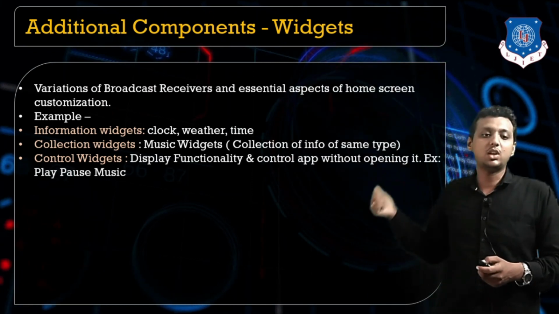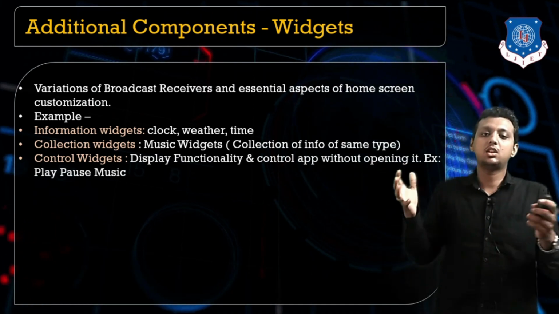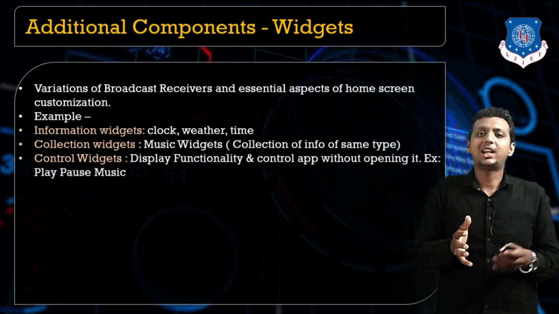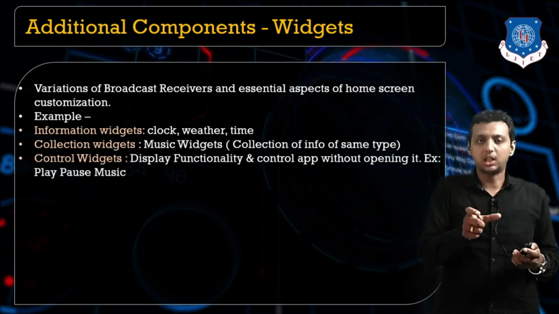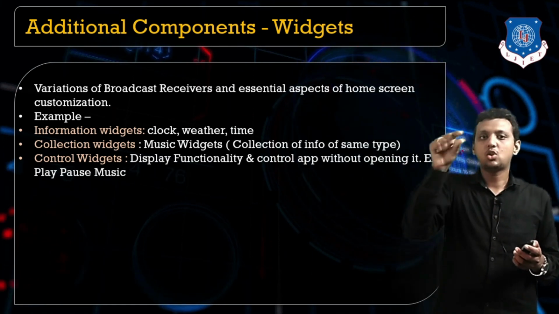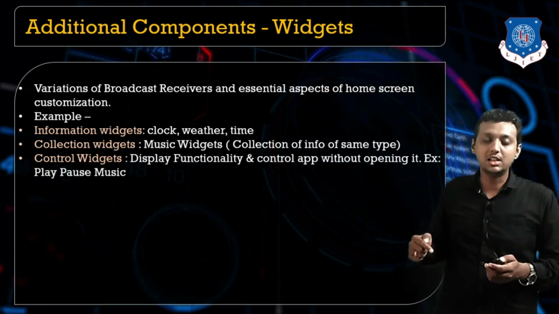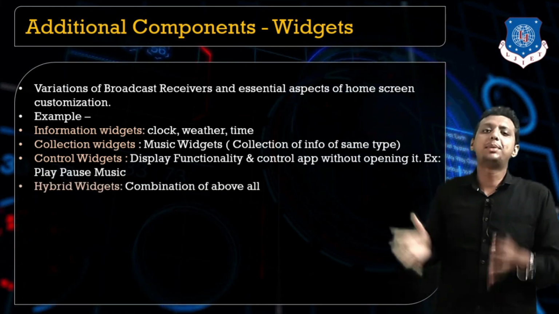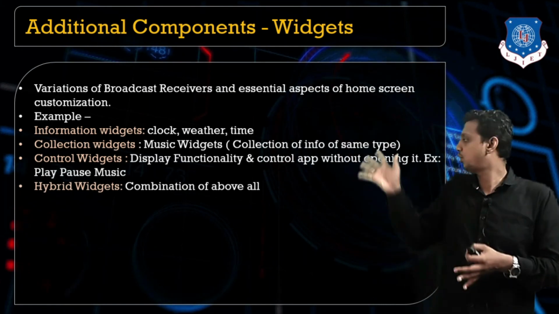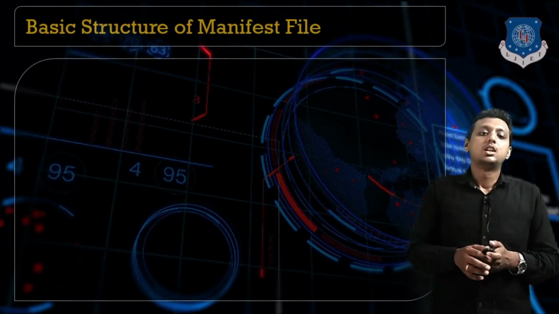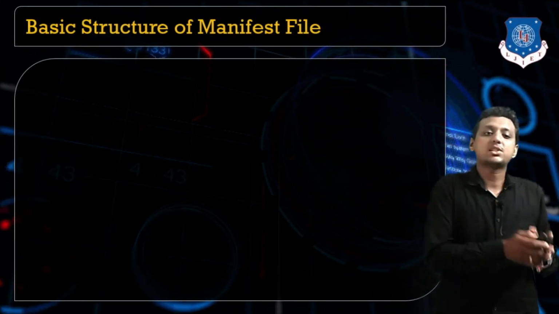The music widget is known as a collection widget, which contains the same type of collections. Like when we talk about the music widget, it contains one song, another song, third song, fourth song. You can scroll down all the song details. Next, we have the hybrid widgets, which are a combination of all three widgets. And the last is the manifest file.